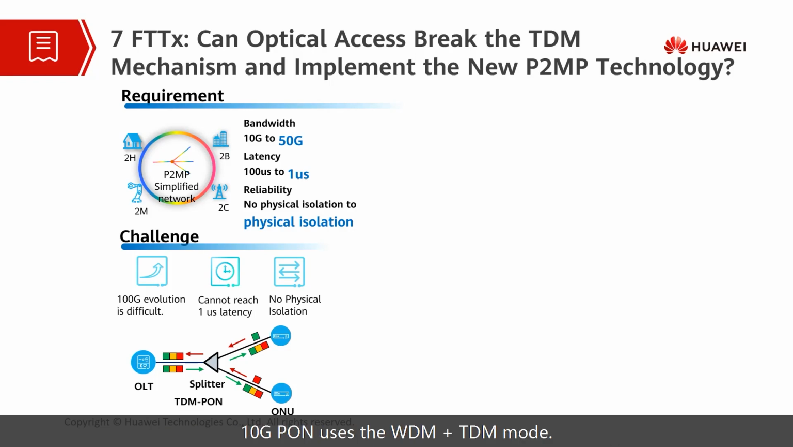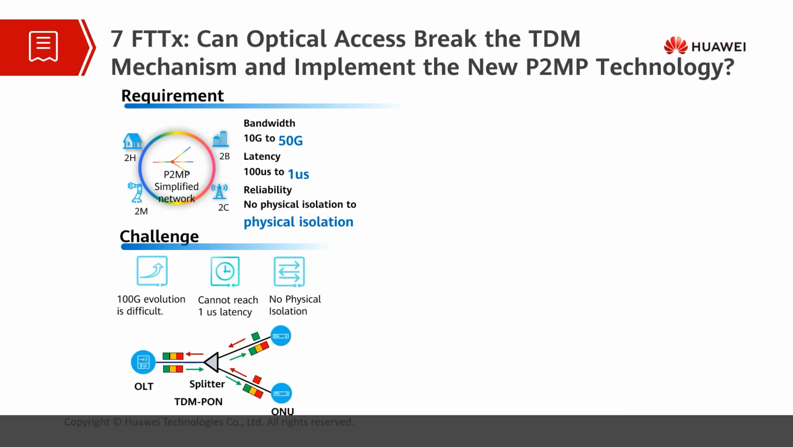10G PON uses the WDM plus TDM mode. WDM is for the upstream and downstream services. Different wavelengths are used to transmit services to avoid conflicts. In TDM mode, the uplink services of different users are transmitted on the same channel and allocated different time slots.